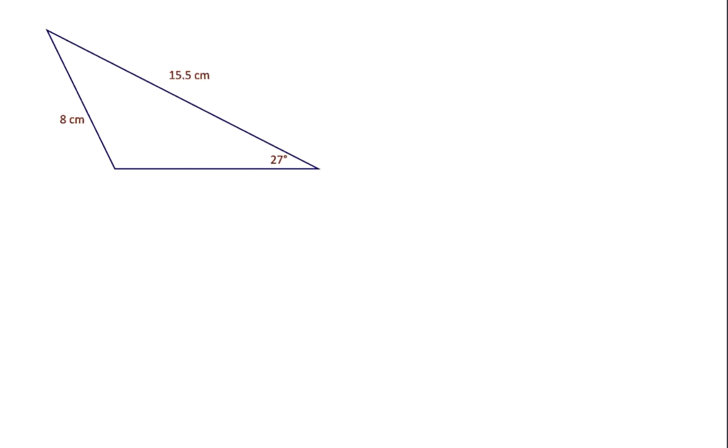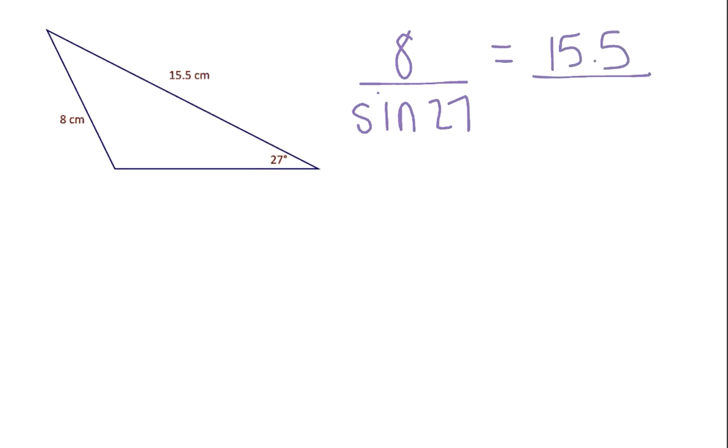Here's another triangle, and I want to know the same thing, how many possible triangles. So I'm going to go ahead again and set up the law of sines. So I can put 8 together with sine 27. And I also know the side that's 15.5. Let's just call the angle across from it x. And so I need to find out what x could potentially be. So again, cross multiply and solve.